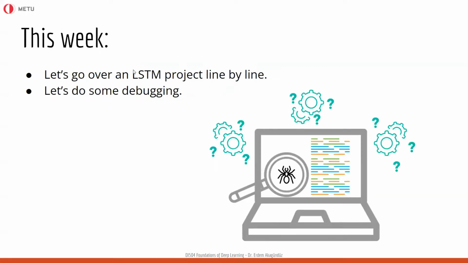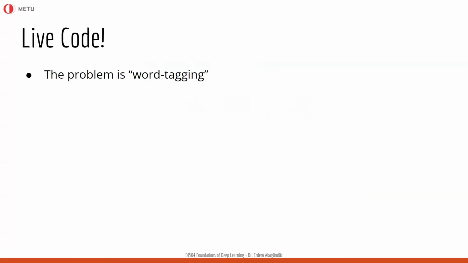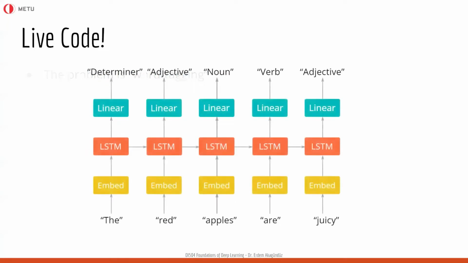So this is an LSTM project, and we're going to be doing line by line debugging, and I don't have to tell you, the code is available at the class page. Okay. The problem is word tagging. What does this mean? The input will be a sequence of words, so it will be a sequence of tokens, as NLP people call them. Words are tokens in a sentence. So a sentence is a sequence of tokens where the tokens are words.